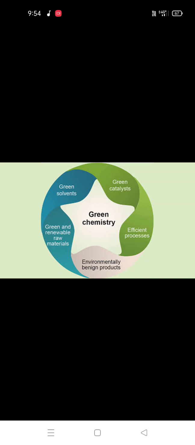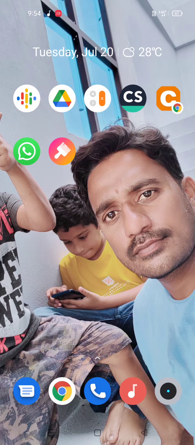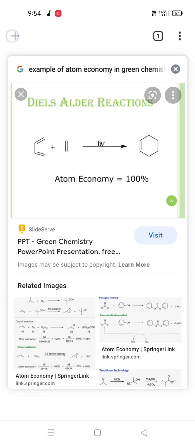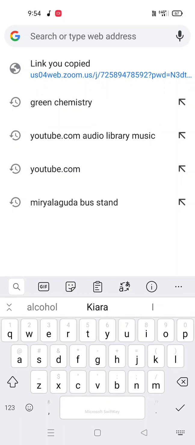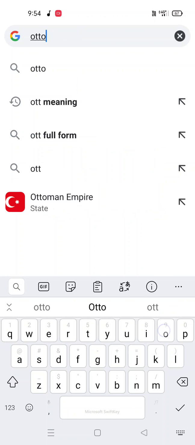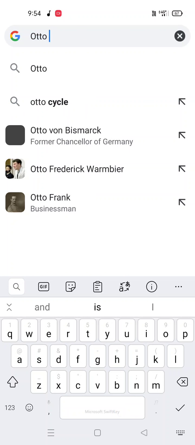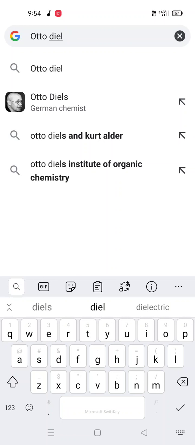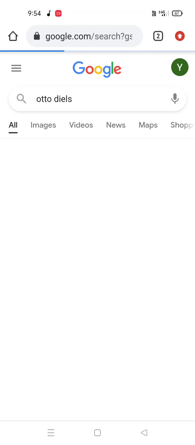So green chemistry was firstly started by Otto Diels and Kurt Alder, both scientists from Germany. They were well-known, famous scientists. They got the Nobel Prize for the Diels-Alder reaction in 1950.